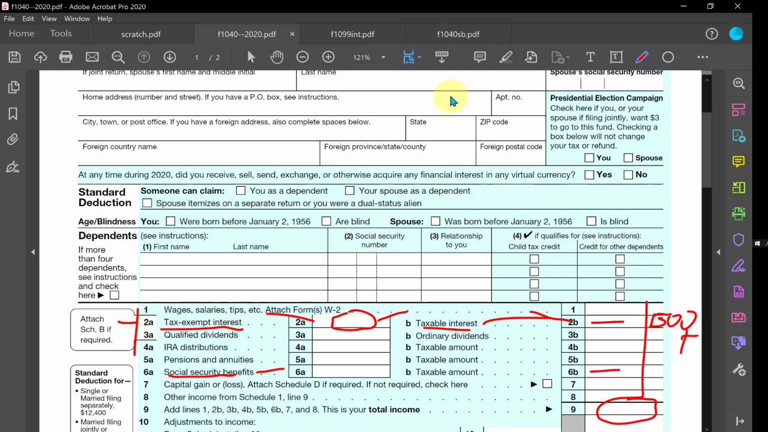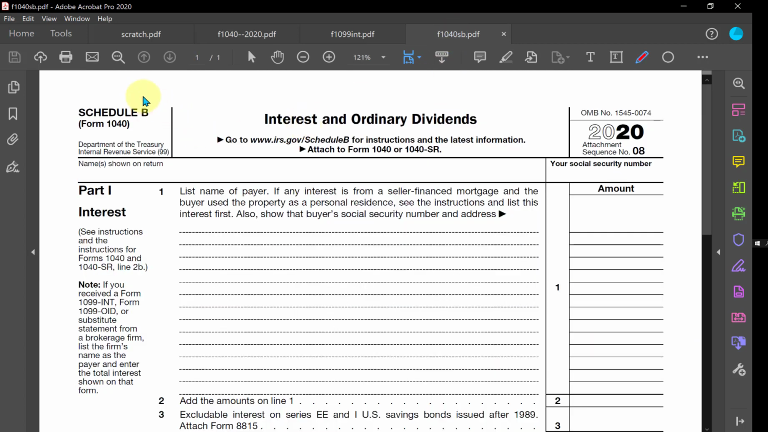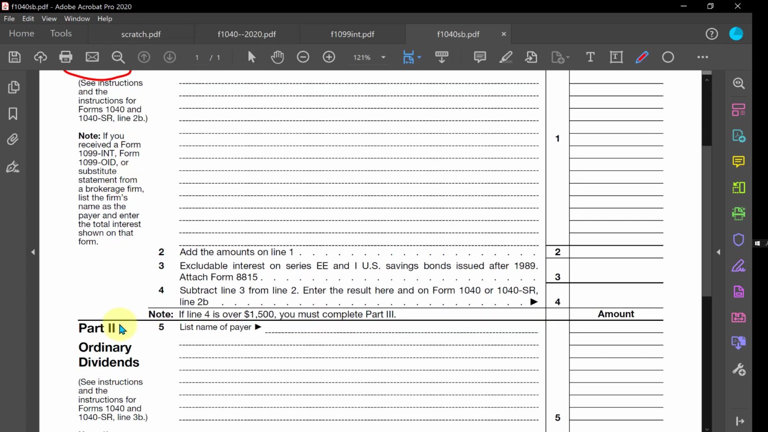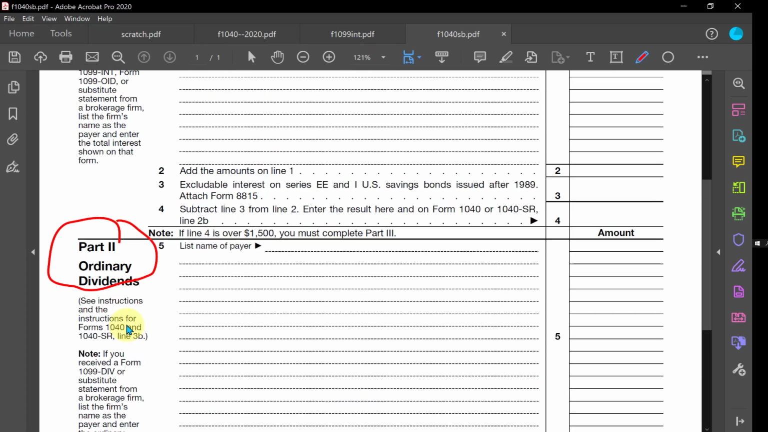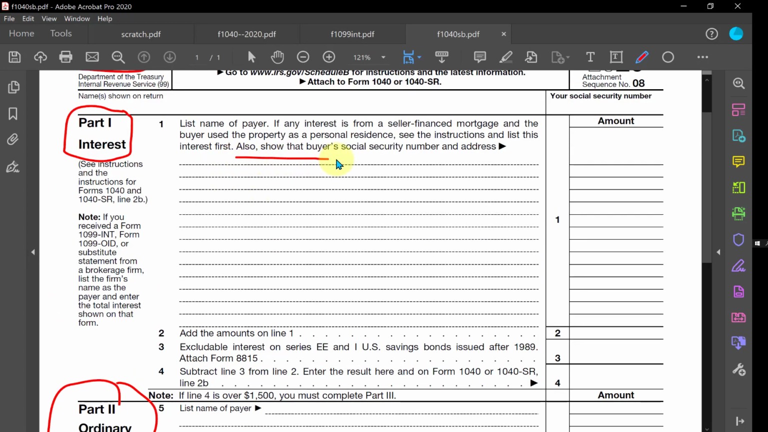So attached to the 1040 form, you would have to include this Schedule B, which has 3 parts. The first part is for interest income that we're covering now. And in the next video, we'll talk about dividend income. And the third part talks about if you have any kind of foreign accounts, foreign investments. Here in part 1, we would just list out the name of the bank, the name of the financial institution, and then the dollar amount over here. And then take a subtotal.